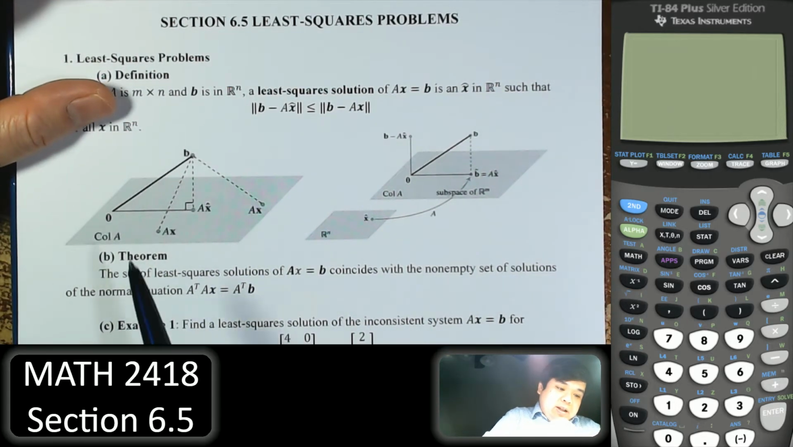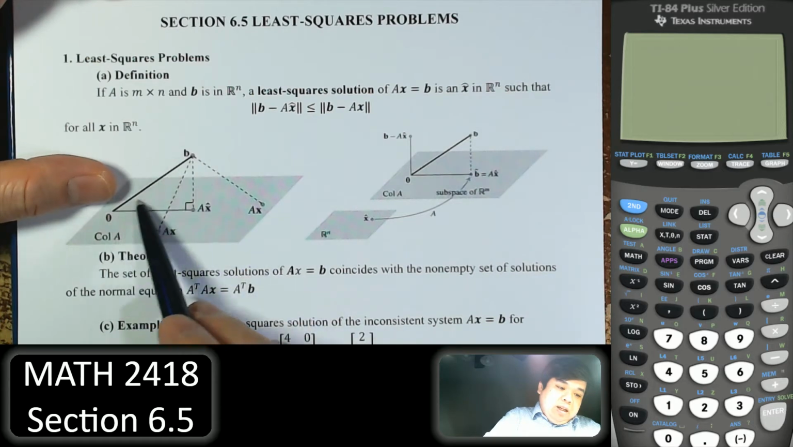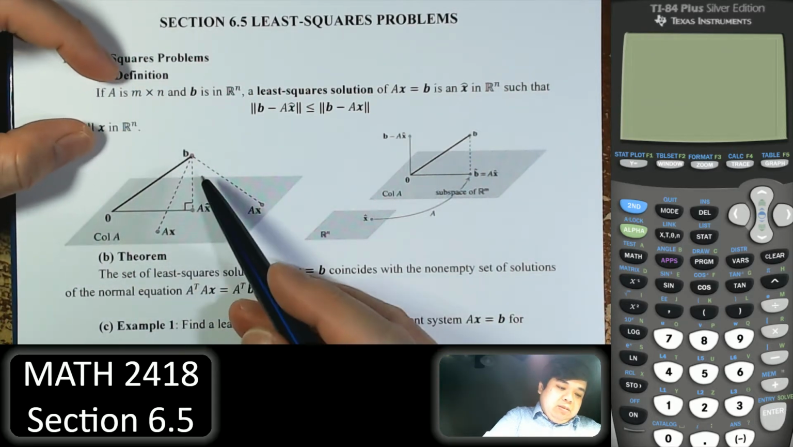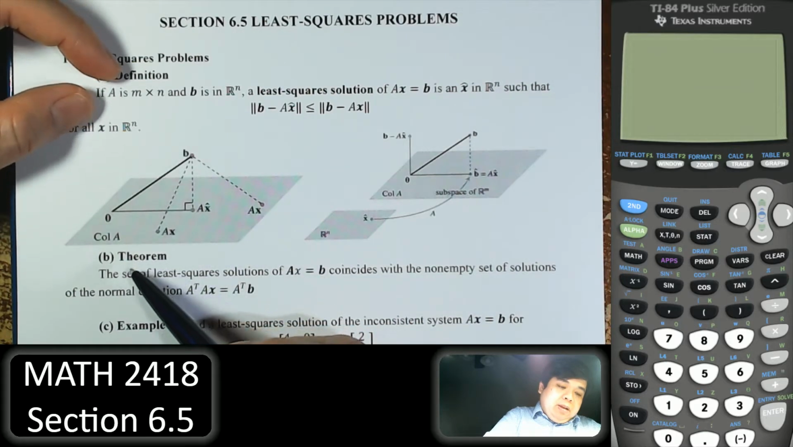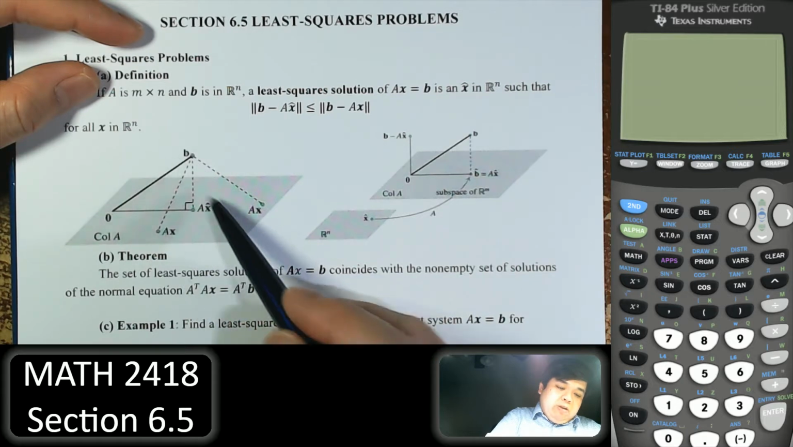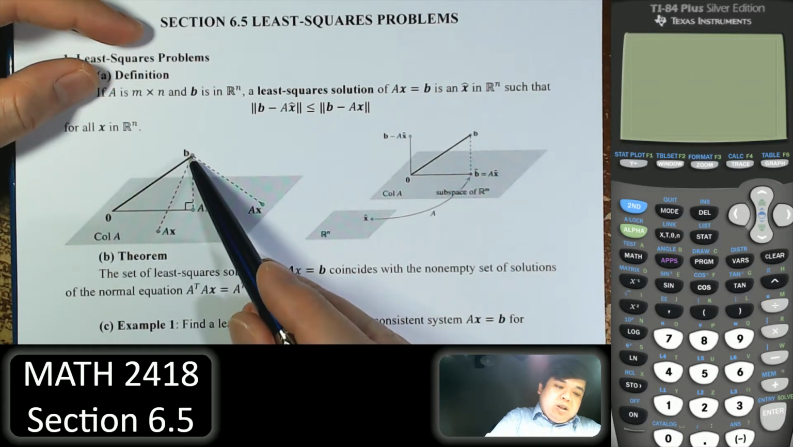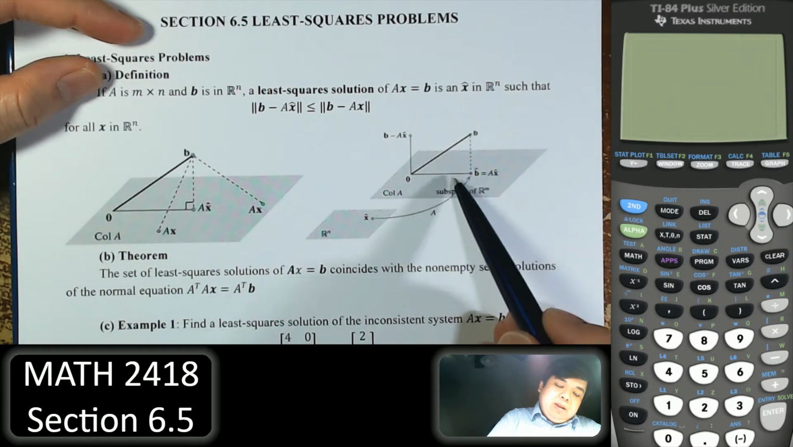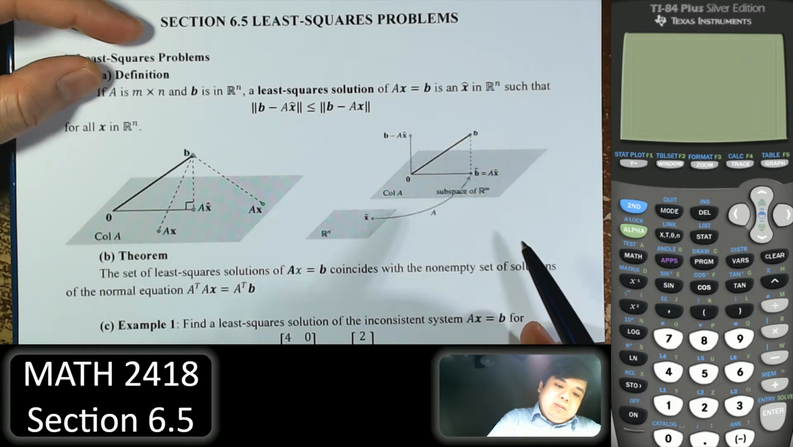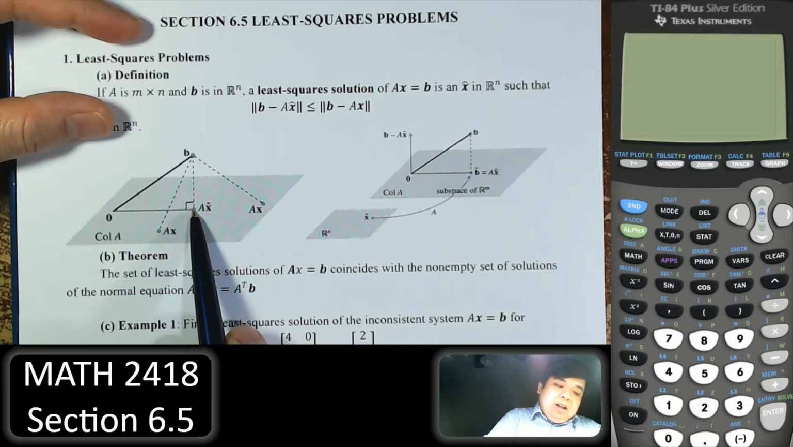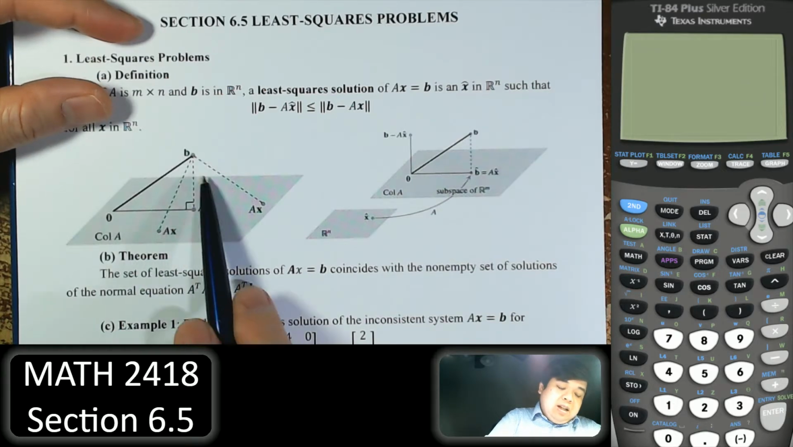We have vector B, and Ax could be a bunch of other vectors. We try to find the shortest distance from B to the plane that contains all the Ax. So we try to find the x hat such that Ax hat is closest to B.